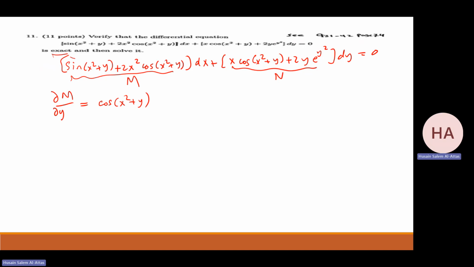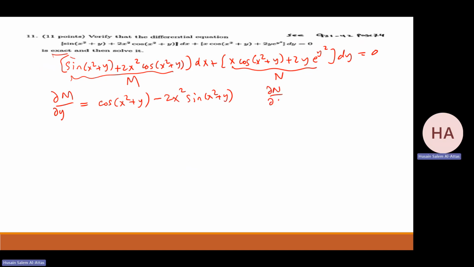Derivative of x squared is 0. Plus 1 times 1, that will be nothing. Okay. So now this one will be minus 2x squared sine x squared plus y.